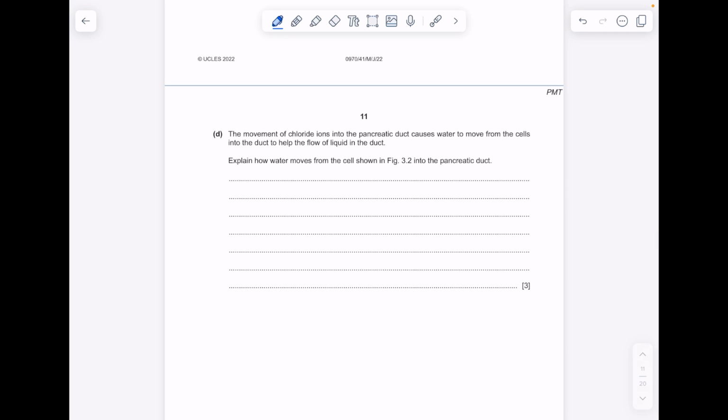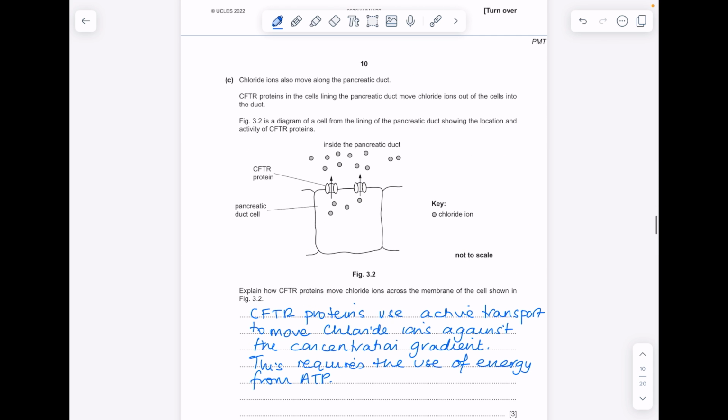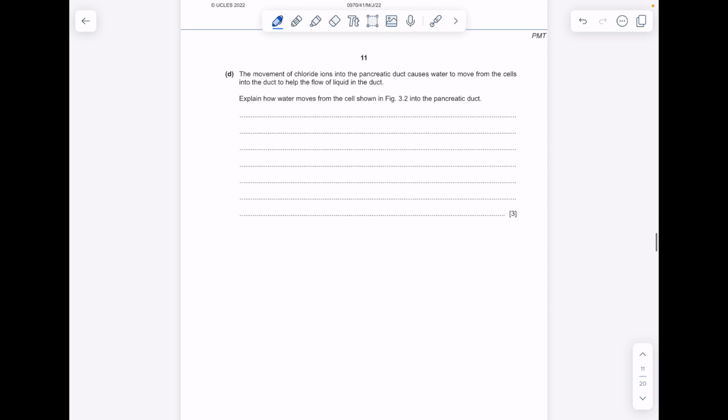The movement of chloride ions into the pancreatic duct causes water to move from the cells into the duct to help the flow of liquid in the duct. Explain how water moves from the cell shown in figure 3.2 into the pancreatic duct. It's going to use osmosis, remember, because what will happen is the fact that you have more chloride ions here, it's going to mean that there's a lower water potential in the pancreatic duct. And remember, water moves from an area of high water potential to an area of low water potential. So the water is going to move in this direction by osmosis. And remember, your definition of osmosis includes the presence of a semi-permeable membrane.